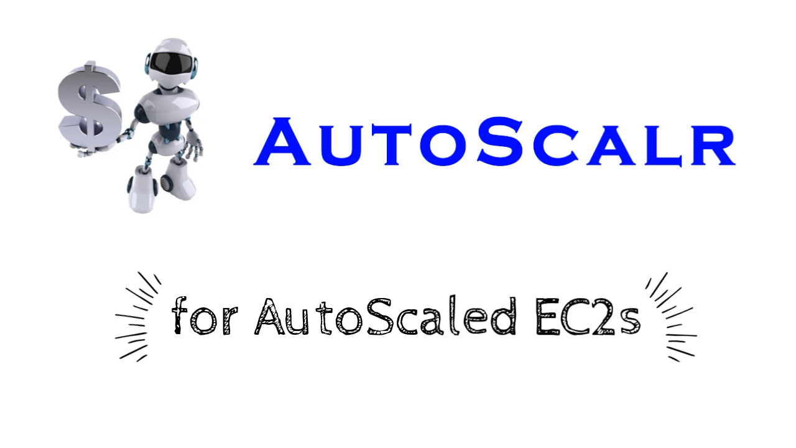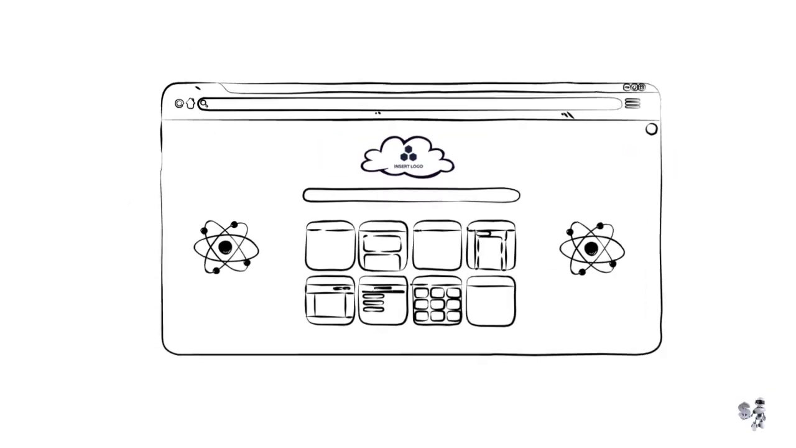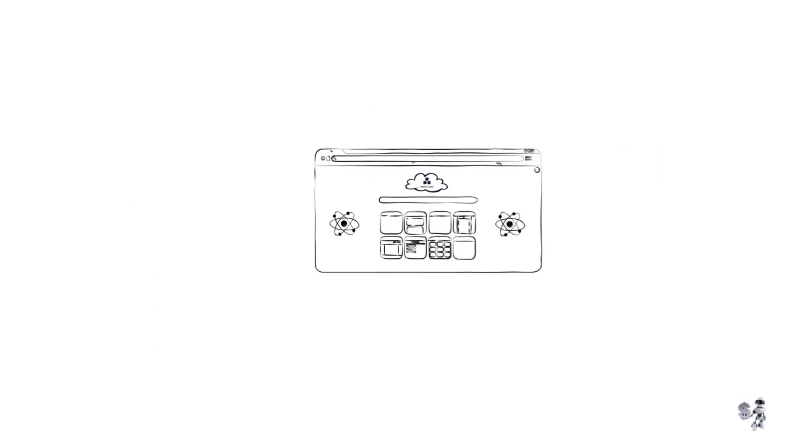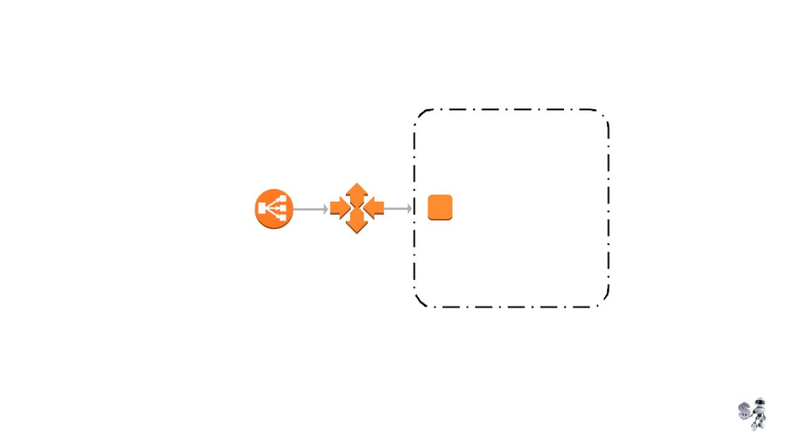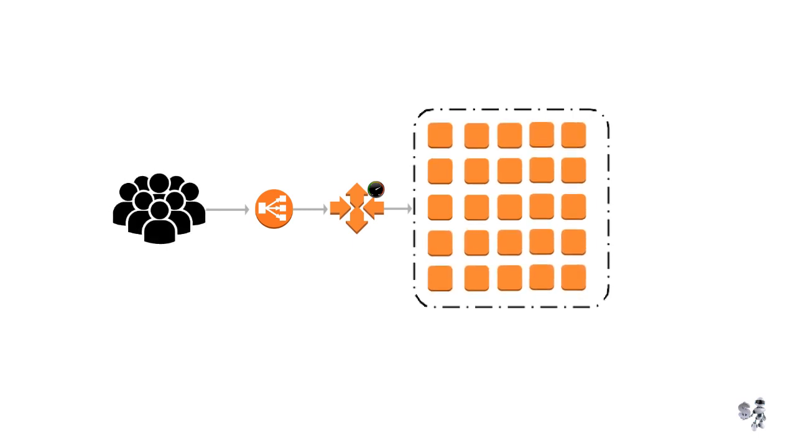So how does AutoScalr work with an AutoScaled EC2 cluster? Let's say you have some sort of app running on EC2s with an auto-scaling group to scale in and out based upon CPU utilization. As load increases, it will scale out, adding EC2s to handle the load.